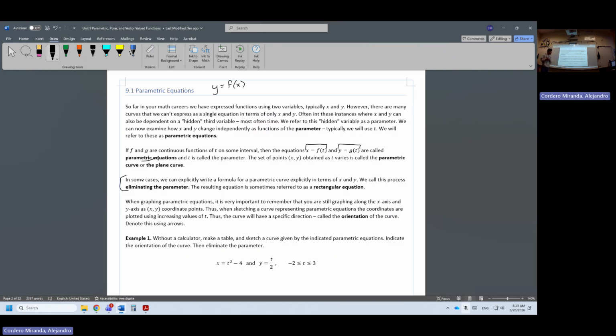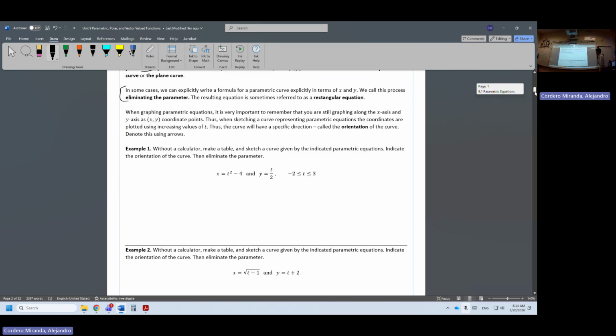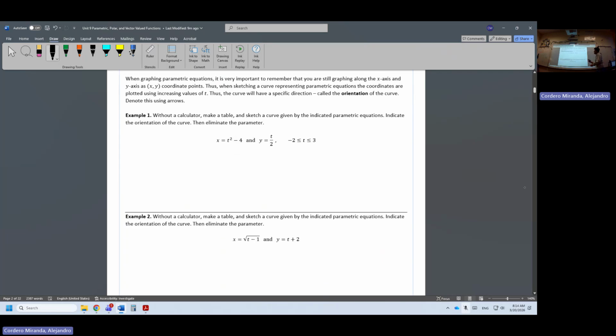And when graphing parametric equations, it's important to remember that you're still graphing along the x and y axis. Thus, when sketching a curve, I'll tell you about that as we do it. But let's do an example so you can finally see what I'm talking about. I was thinking for sure you'd seen this before, but I guess you didn't see it in pre-calculus, which is sad news. But this should hopefully give you at least a little bit of an intro into what's going on.